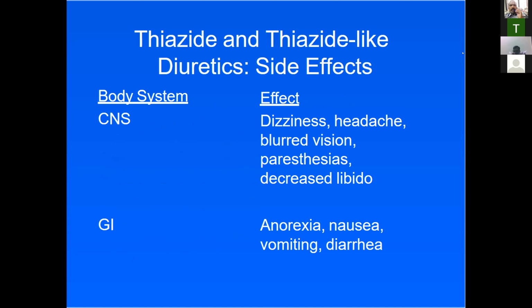Okay. And then in the CNS, it has its own side effects. As with other diuretics, it also produces dizziness, headache, blurred vision, paresthesia, and decreased libido, that is decreased sexual desire. And in the GIT, it produces anorexia, nausea, vomiting, and diarrhea.